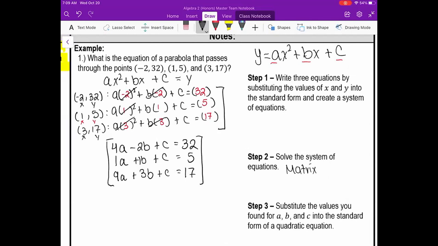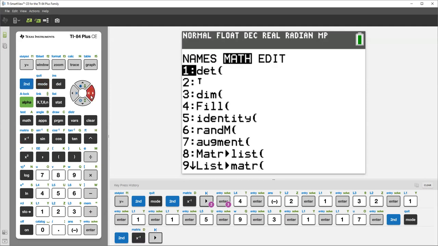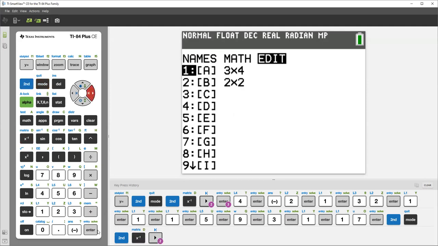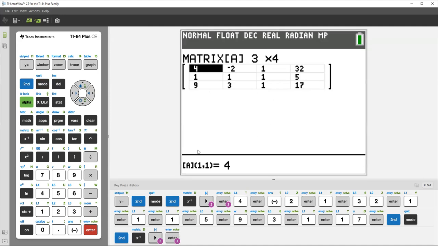All right, so I'm going to show you how to do that on the calculator. So you're in the calculator. You're going to go to second matrix. You're going to go to edit. You're going to pick whichever one you like. We're going to be doing a 3x4. And notice that I already have it. I have a 3x4, and I only plugged in the coefficients, so the numbers in front of the variables. So I've got 4, -2, 1, 32, 1, 1, 1, 5, 9, 3, 1, 17.